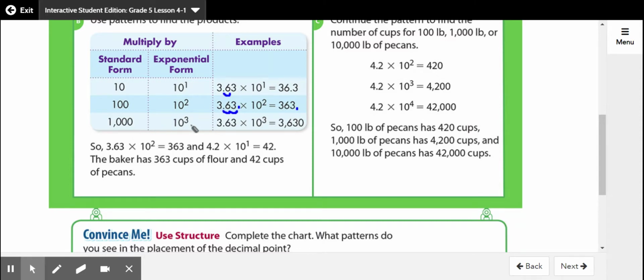Here we go with the 10 to the third power. I'm going to move it 3 times over: 1, 2, 3 place values. I'm going to put a 0 here to hold my place value. So the decimal still goes right here. I moved it over 3. So yes, that answer is 3,630. You know that 3 times 1,000 is 3,000. So yes, 3.63 times 1,000 is 3,630.